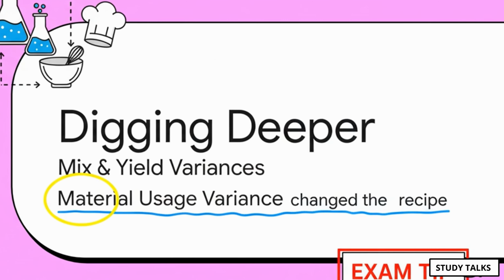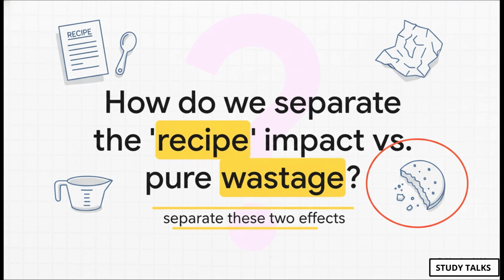But wait, there's more. We can go even deeper. What if the reason our usage was off is a bit more complicated? You know, what if we're using multiple materials and we decided to change the recipe a little? This is a super common scenario in ICAI questions, and it means we need to break down our material usage variance even further. This brings us to a really important question.